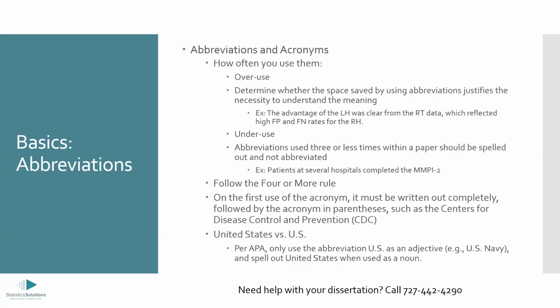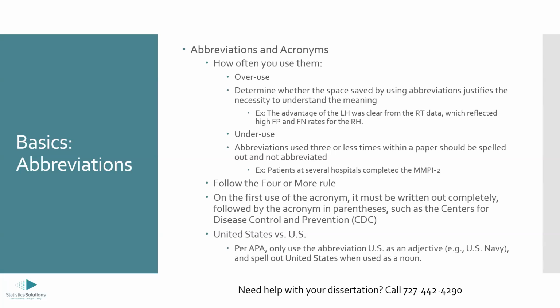Next is abbreviations and acronyms. So how and when to use them. Abbreviations should be used if a certain title is mentioned more than 3 times in a paper. So 4 or more times. And so less than 4 times, it should be written out every single time. That could be something along the lines of, say we're talking about the CDC, right? Which is the Center for Disease Control and Prevention.